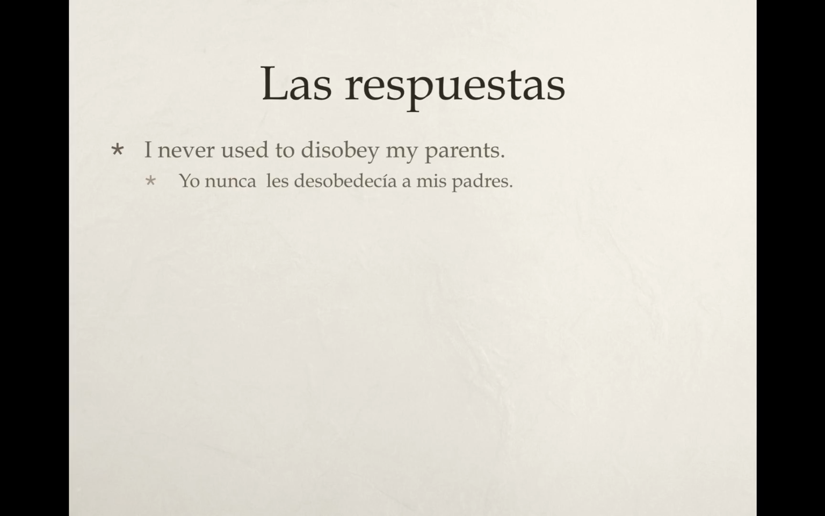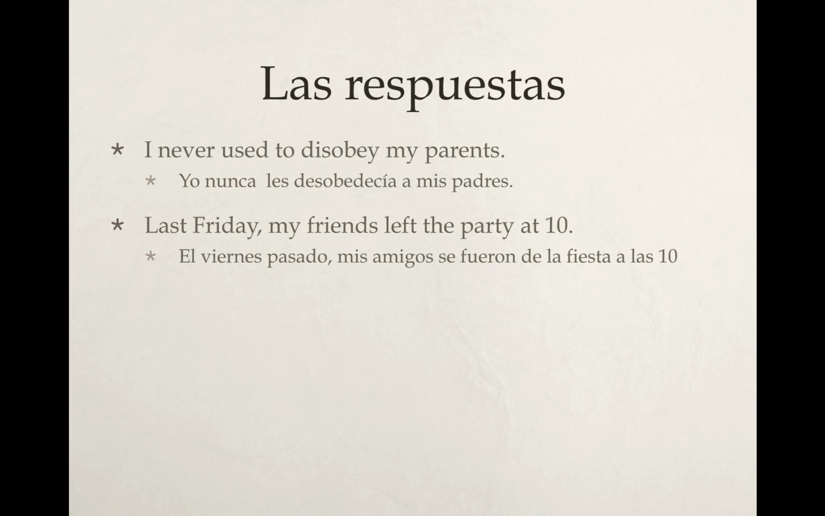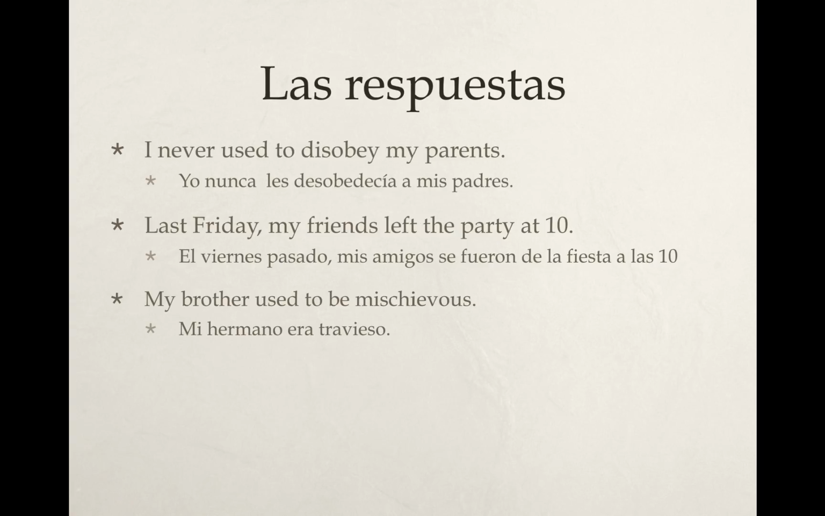Never, keyword for the imperfect. Used to, another reason that we're going to use imperfect. So disobey, desobedecer is going to be imperfect. Yo nunca les desobedecía a mis padres. Last Friday, finite period of time. El viernes pasado, mis amigos se fueron de la fiesta a las 10. Preterite tense.